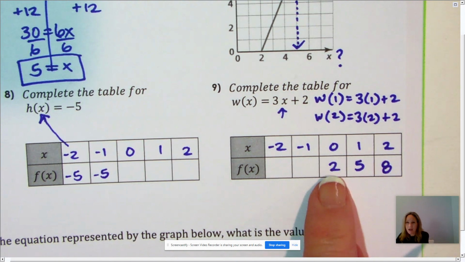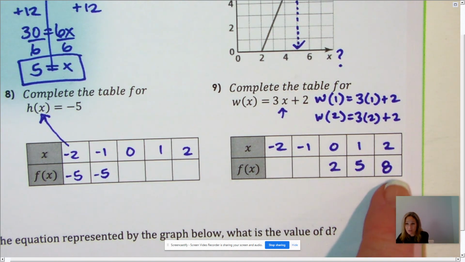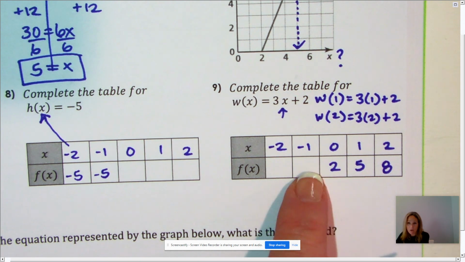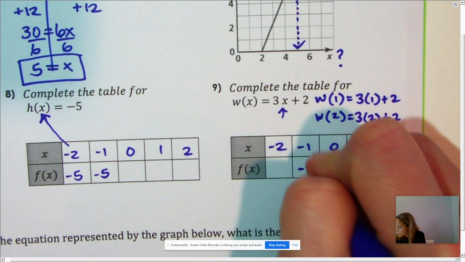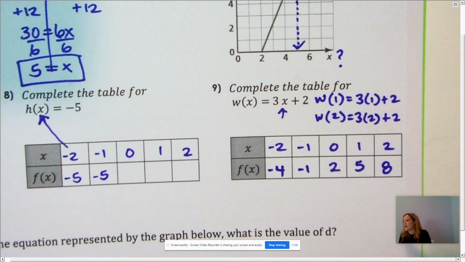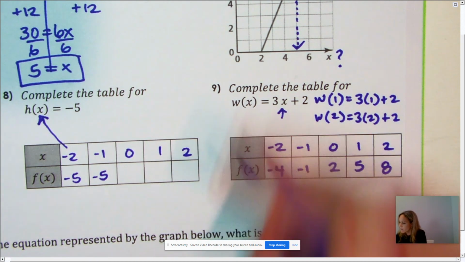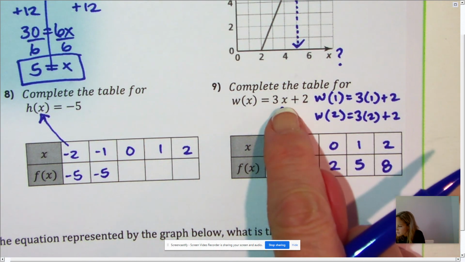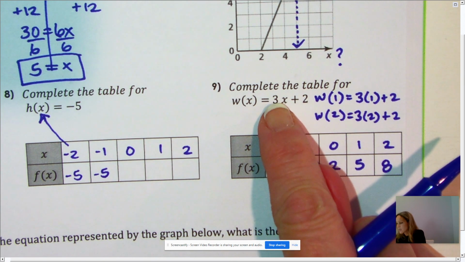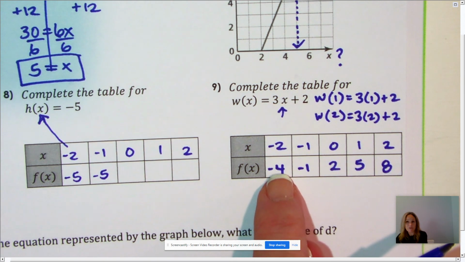And you guys can see the pattern. I added 3, I added 3. So if I'm going to do the pattern now, I can go backwards 3. So -1 and -4. And you guys can always plug in the numbers. Like if I plug in -2 times 3, I get -6. And then if I add 2, that gives me -4.